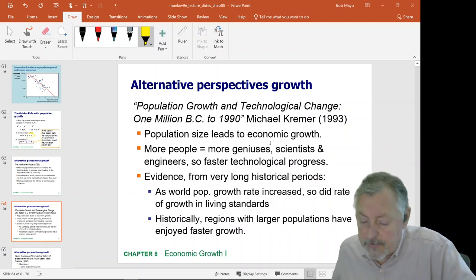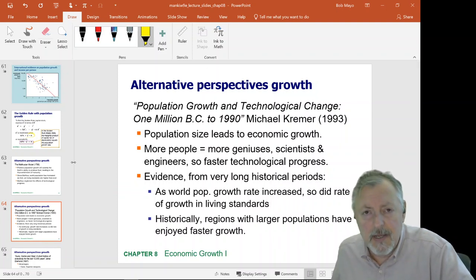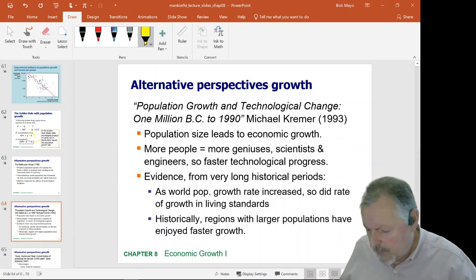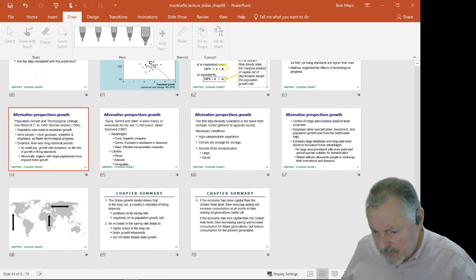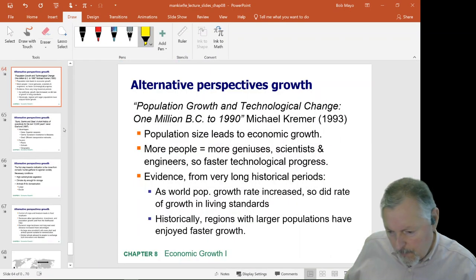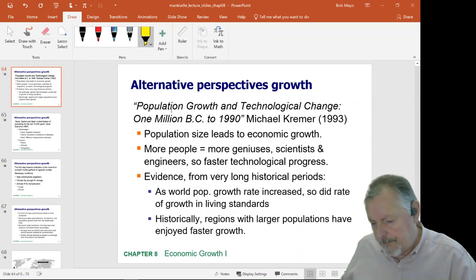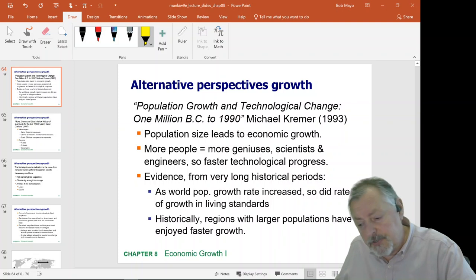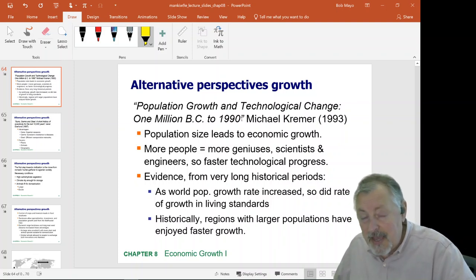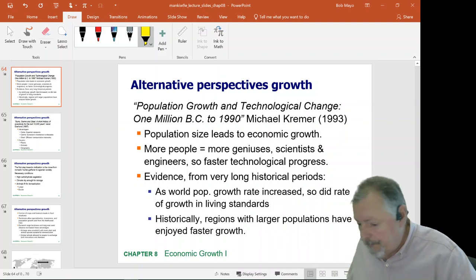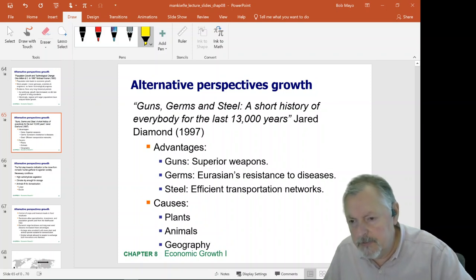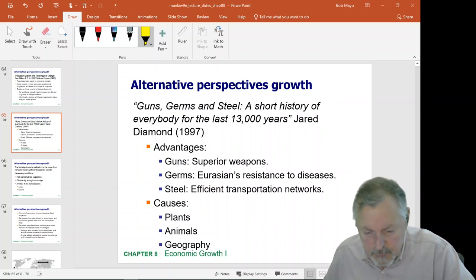There is a book. You're going to have to do a little research on your own time, read summaries of it. If you're ambitious, buy it and read it, called Guns, Germs, and Steel. This was the paper it was based on. Population growth and technological change. 1 million BC to 1990. Now, if that isn't an ambitious title, I don't know what is. The book, Guns, Germs, and Steel, explains economic growth from a different perspective.